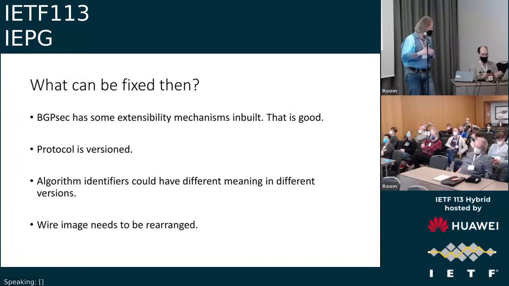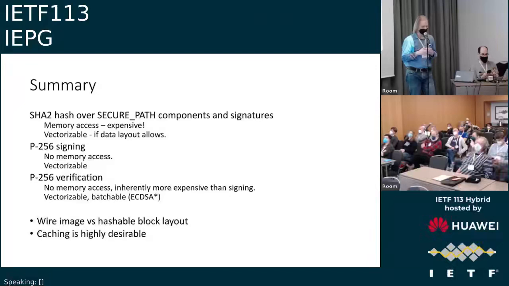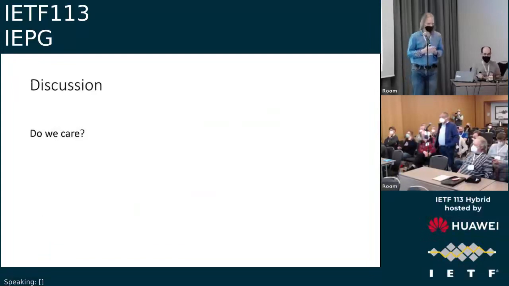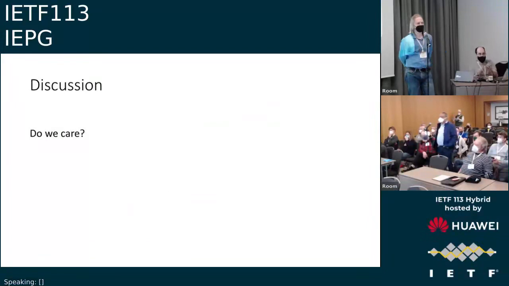Next slide, please. So that's a summary. Again, you have the hashing and the signature part spread around over a set of different elements which are scattered around. And that's not very friendly to the implementation aspects. So next slide, please. Discussion. Do we care about this? And we should probably keep it short, just at the beginning.